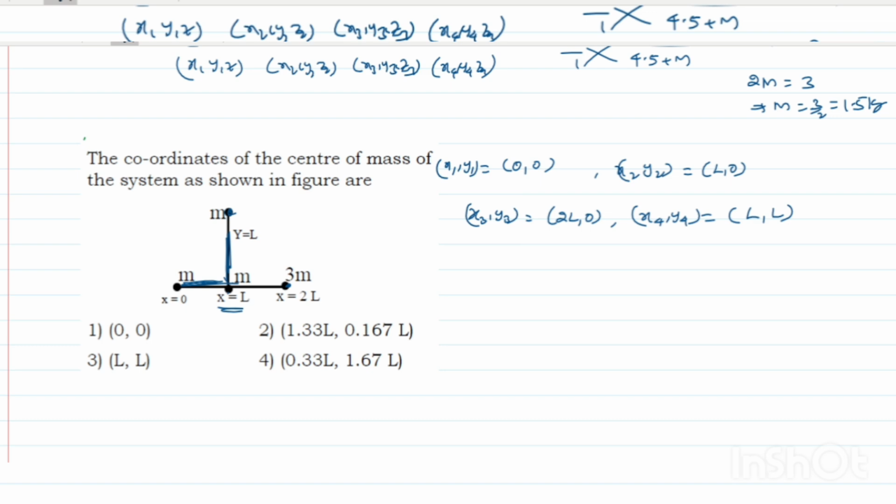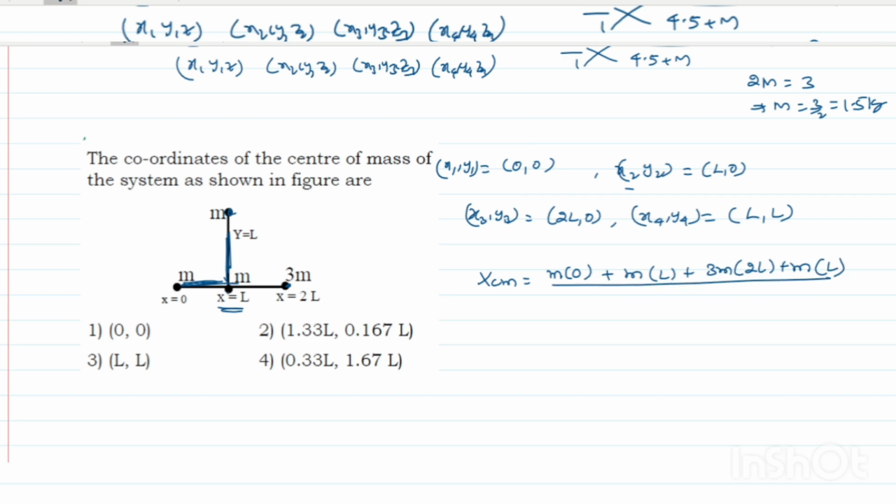Now let us talk about the XCM and YCM values. XCM is m1 x1, so m into 0, plus m2 x2: the second mass m into its x2 value, L, plus the third mass, given as 3m, whose x coordinate is at 2L distance, plus the fourth mass m, which along the x-axis is located at L distance.